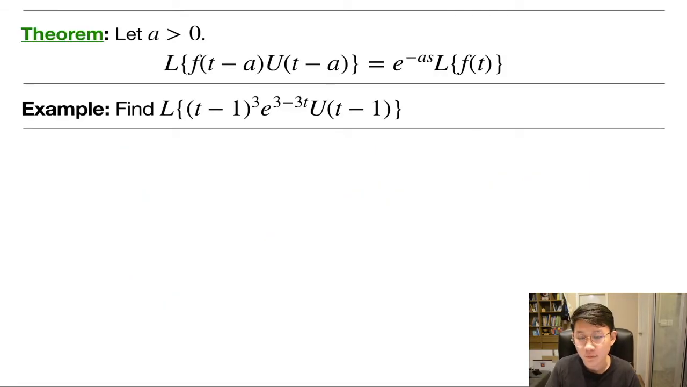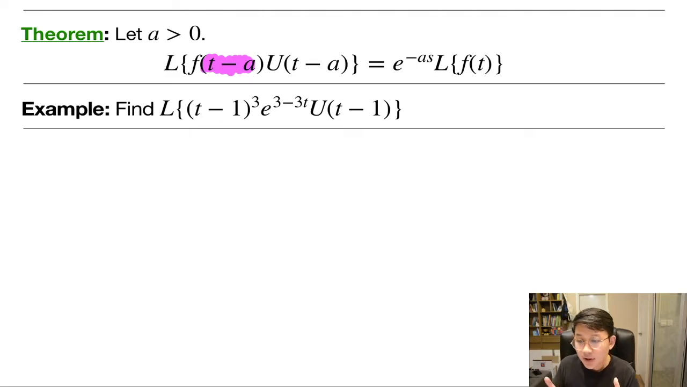And here is the technique to find the Laplace transform for step functions. Basically, the Laplace transform of f(t − a)u(t − a) is e^(−as) times the Laplace transform of f(t). Guys, it's quite important that you need to have f(t − a), not f(t).